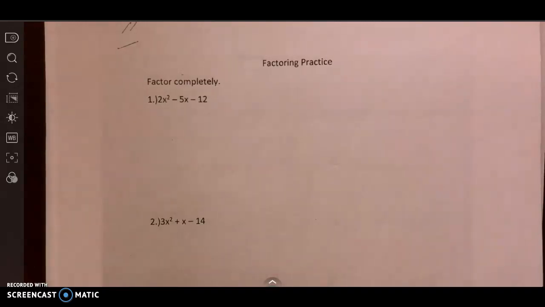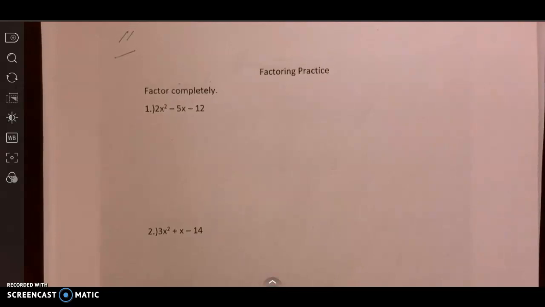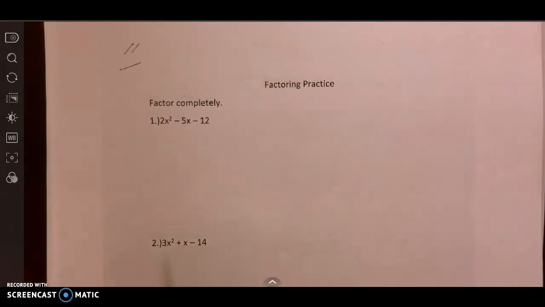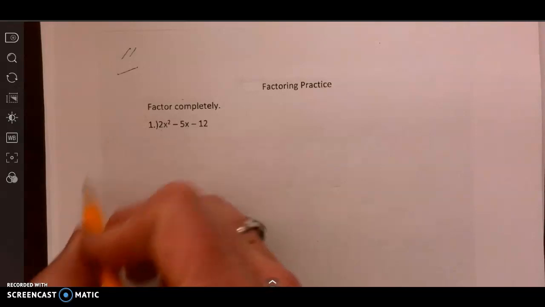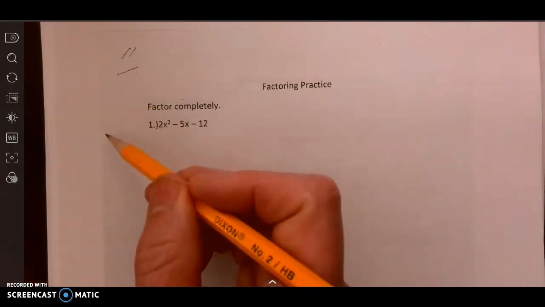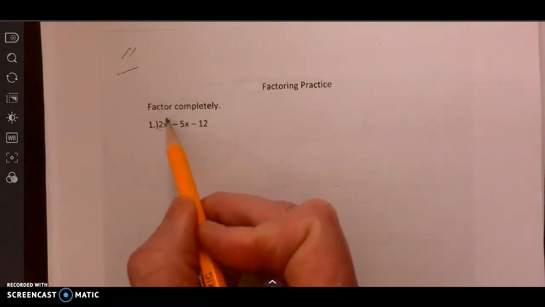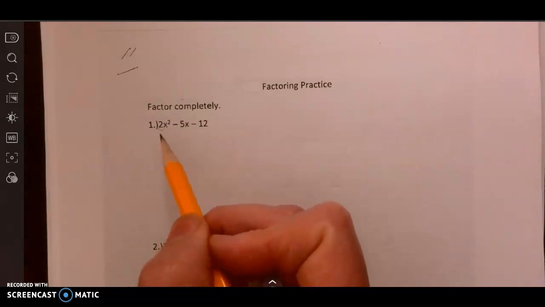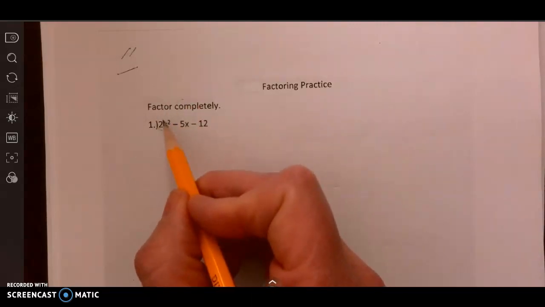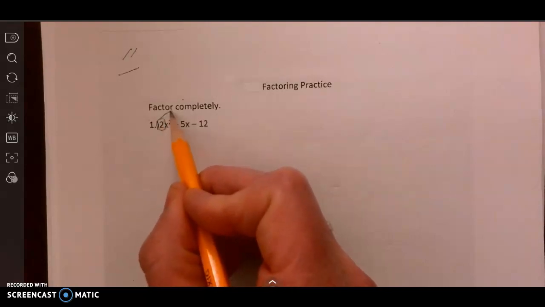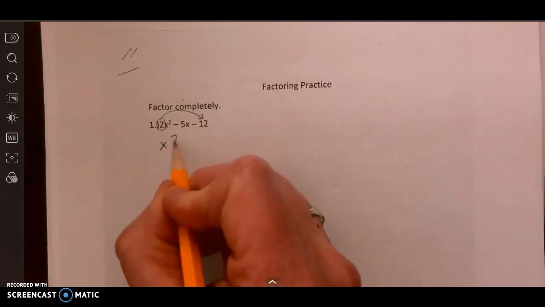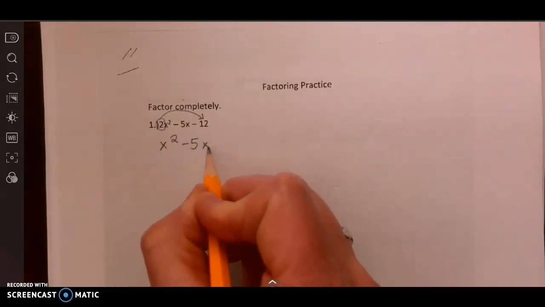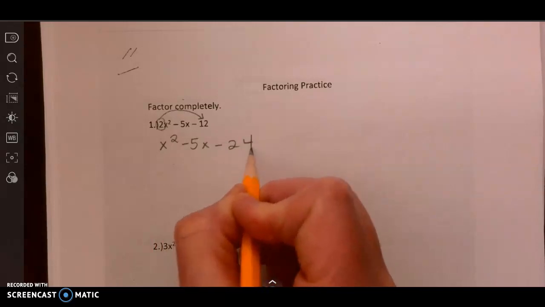So this is the drill factoring practice in the quiz review folder. Since this quadratic's leading coefficient is not 1, I can't simply draw my x and put my product and my sum because I've got this 2 here in the front. So instead, I'm going to use the slide and divide method, where I slide this 2 to the end, and I get a new trinomial x squared minus 5x minus 24.